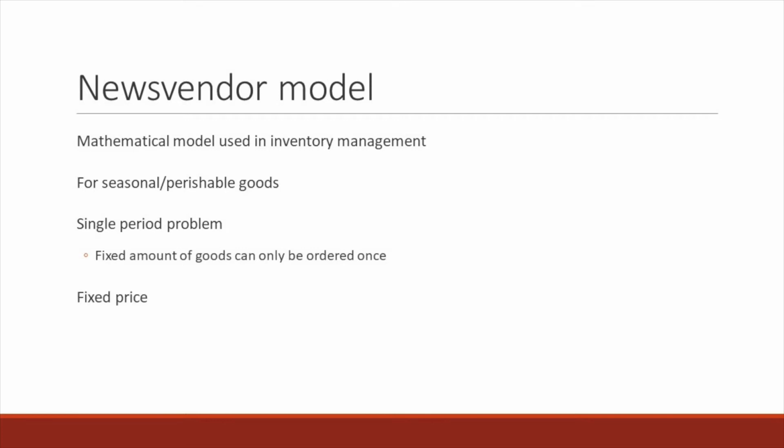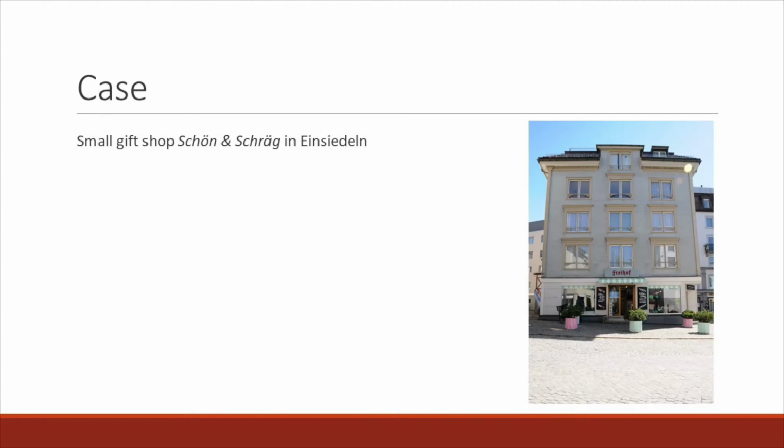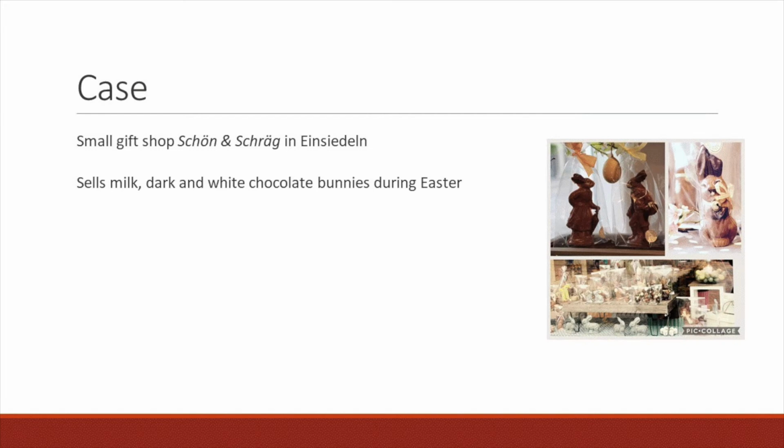The price is fixed, and we do have overage and underage costs if we order either too many or too few items. Ingrid is the shop owner of the small gift shop called Schön und Schräg in Einsiedeln. For the Easter period, she wants to sell milk chocolate bunnies, dark chocolate bunnies, and white chocolate bunnies. However, she has a capacity constraint of 20 items, as she doesn't have a storage room and all the items she orders are displayed in the shop immediately, where she can only place 20 bunnies per season.